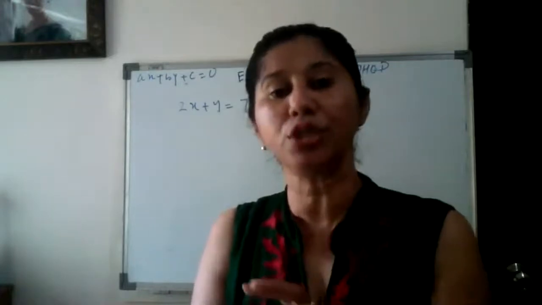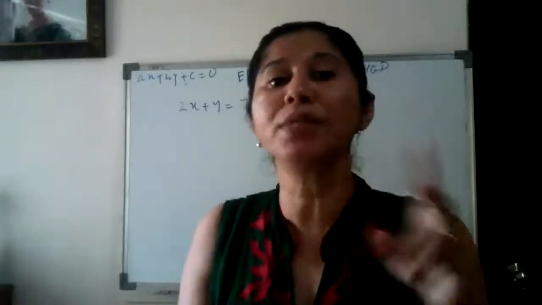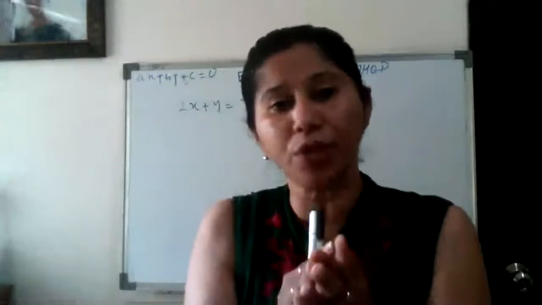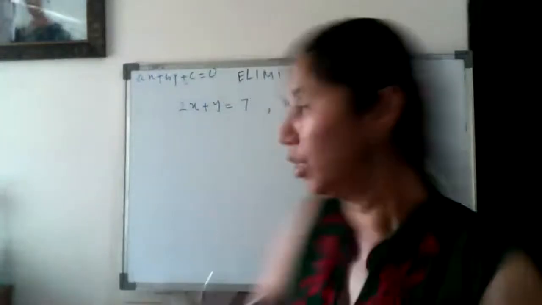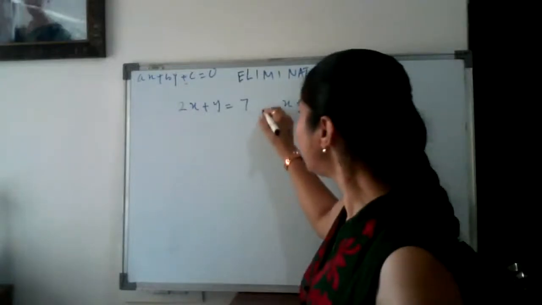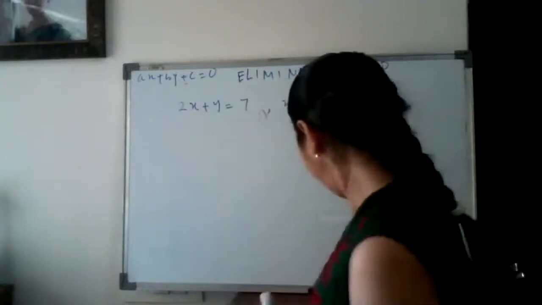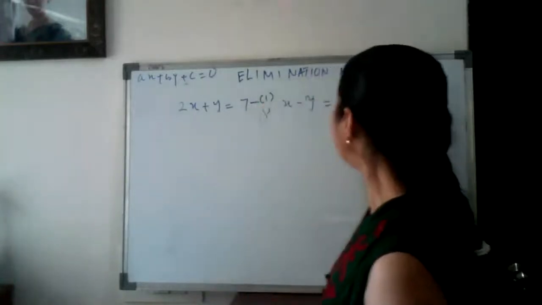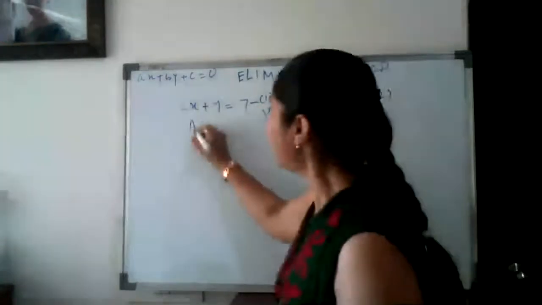Now for that, what condition should there be? The coefficients should be opposite of each other. If any one variable has coefficients that are opposite of each other, then when you add, it will become 0. So look at it, it is 1 and minus 1. If I take this as equation 1, and this as equation 2, then adding 1 and 2.